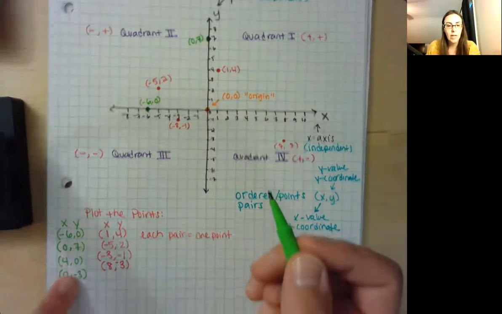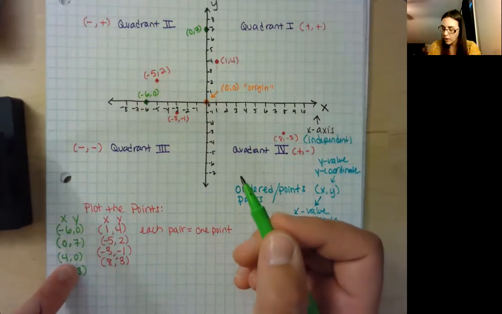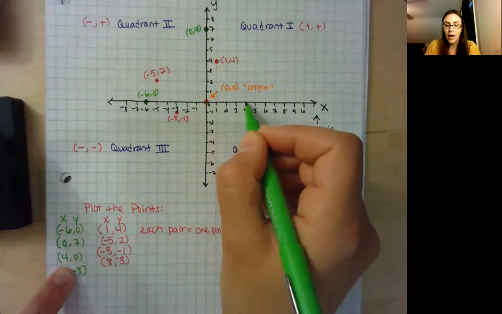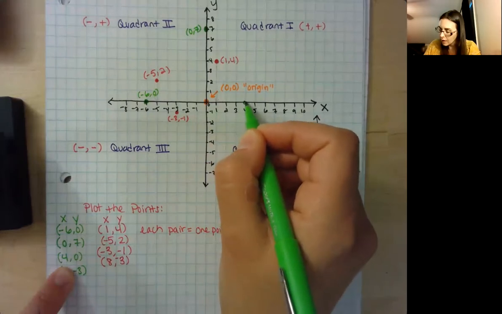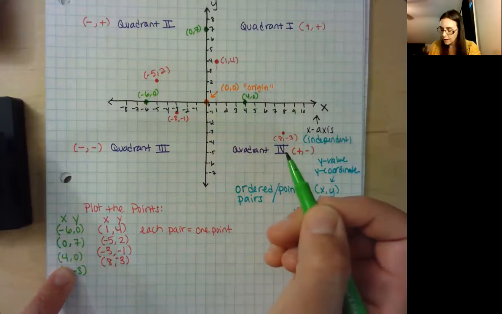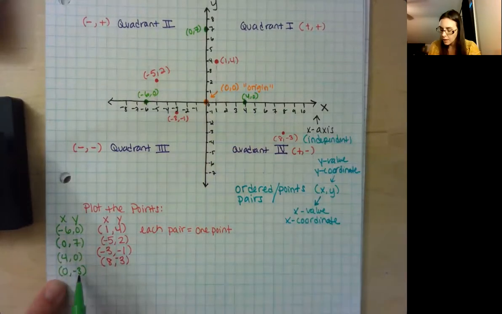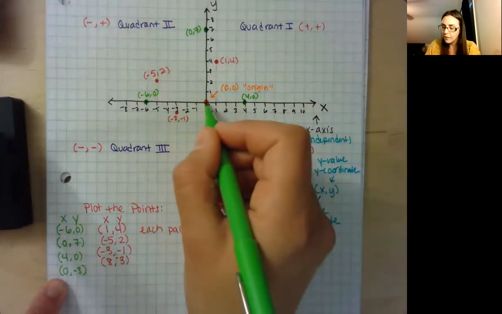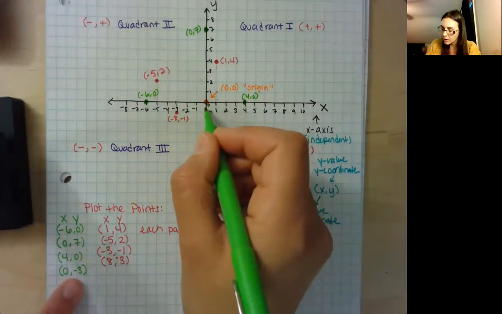Okay, our next one is (4, 0). So our x value is 4, which is over here. And because our y value is 0, we're going to stay on the axis. And then for our last one, we're at (0, -3). Now our x value is 0, so we're right in the center. And our y value is -3, so we're going to move down to -3.